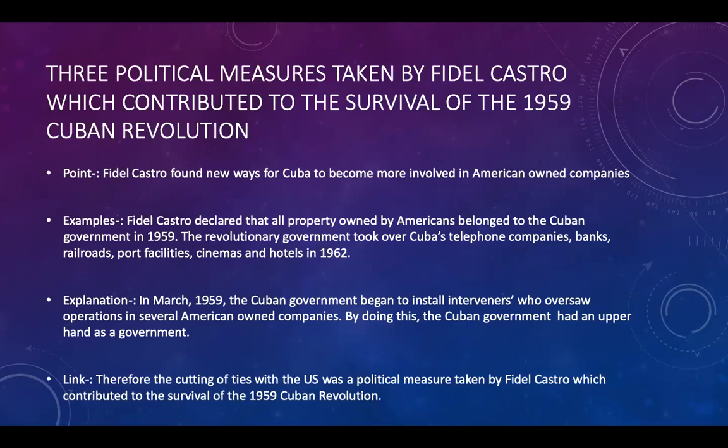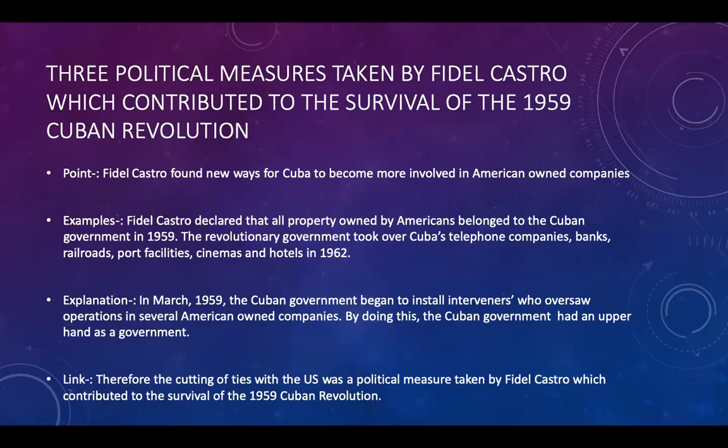Yes, sir. So that will be part of your explanation. Once they took it over, how? Because they said in March 1959, the Cuban government began to install interveners. When those interveners were installed, how did the Americans react? So that is the part right there. You could put in one or two lines at the end of that sentence to explain how they would have reacted, and why the Cubans had to cut ties. Okay, sir. Agree with me? Yes, sir. Very good. Go to the next one.